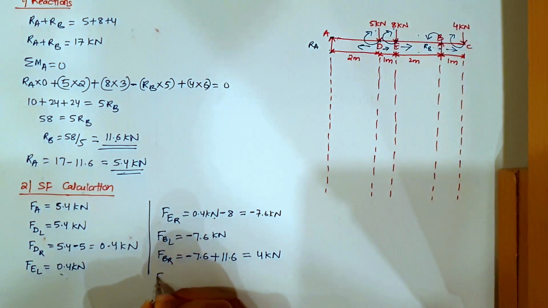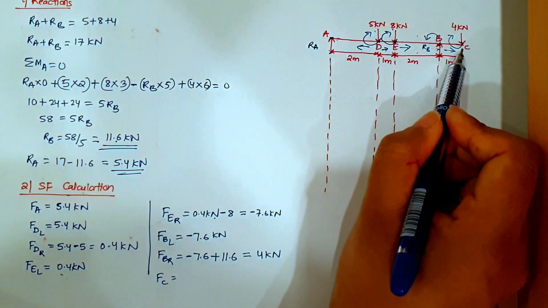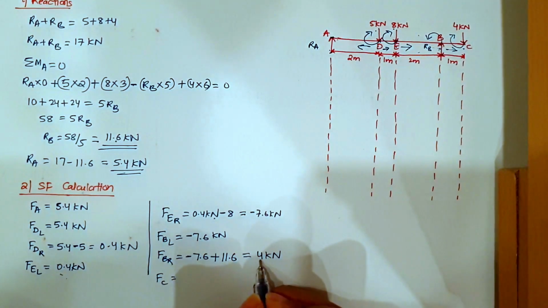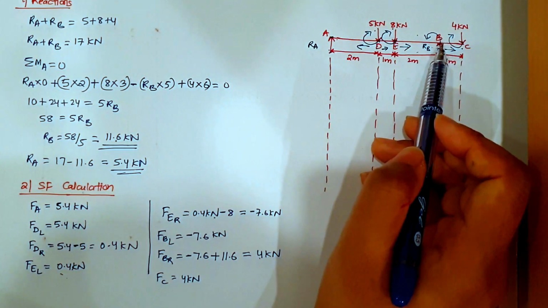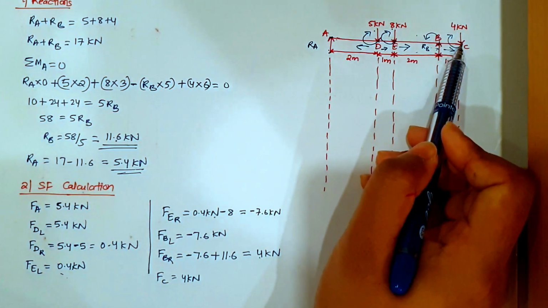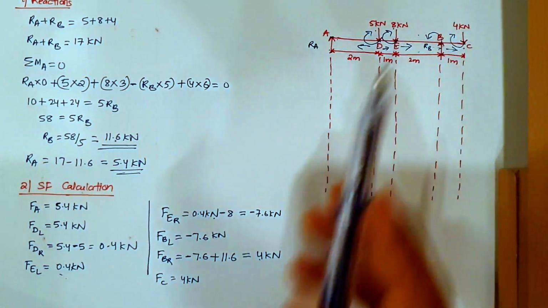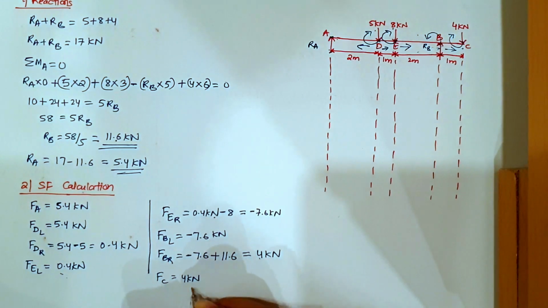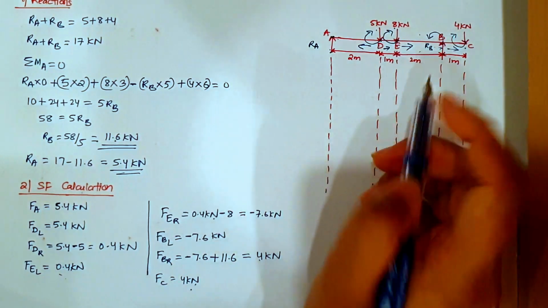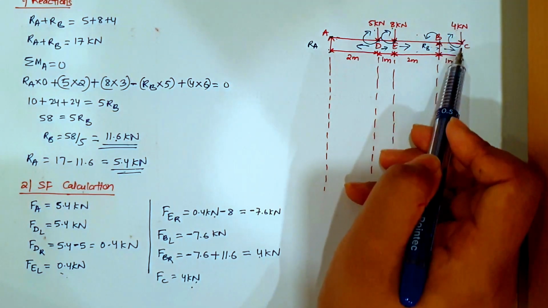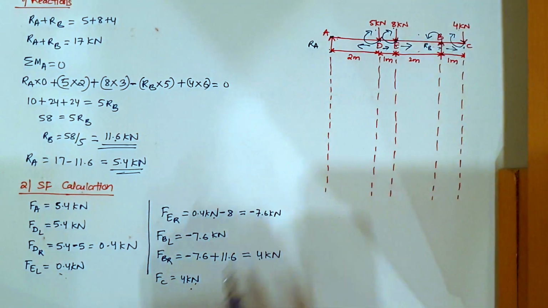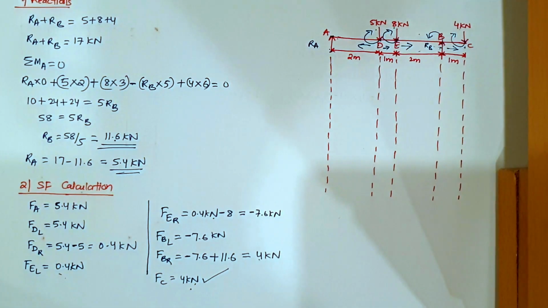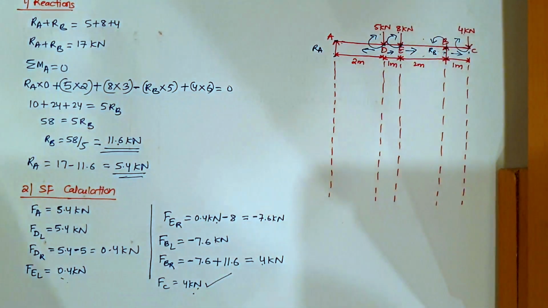Now let us find force at C point, this point. What is the last force that we got? It is 4 kilonewton. Is there any force in between B and C? There is no force in between B and C, so this is the last force, and this force is exactly equal to the point load at this free end C. So our calculation is right. Now let us draw the shear force diagram.